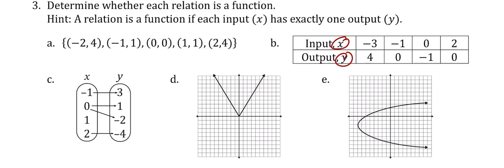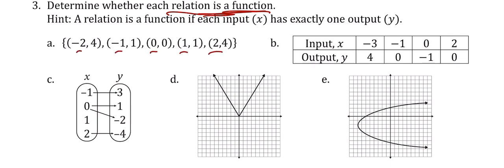So relations are just something that relates an X and a Y value, or an input and an output value, but there's no guarantee that each input leads to just one output when we have a relation. When that relation is such that each input, each X, leads to only one output, one Y, or whatever the variable happens to be that we're using, then we have a function. So let's look at each one.